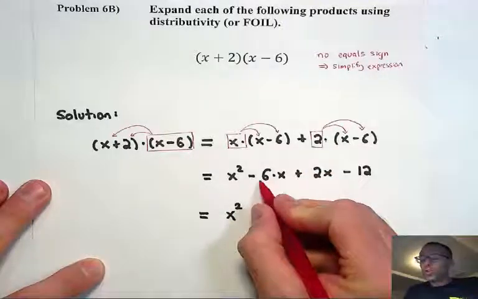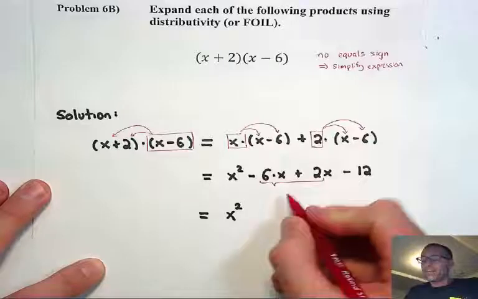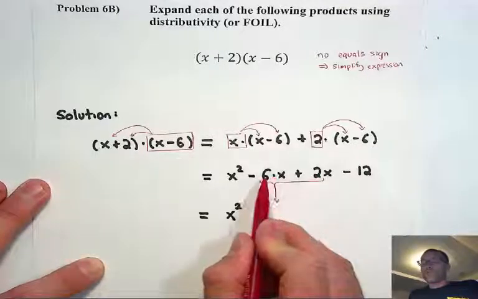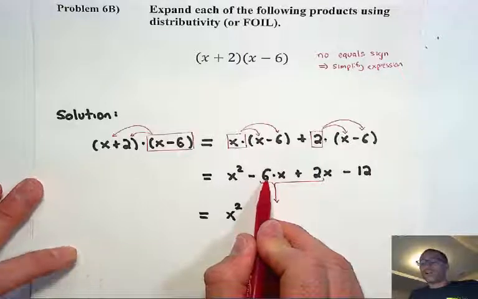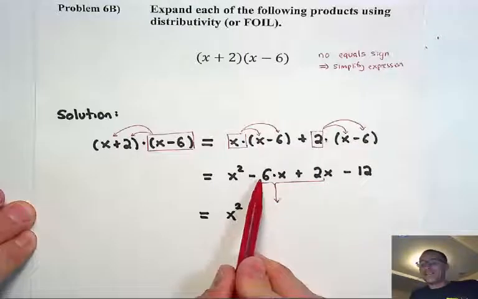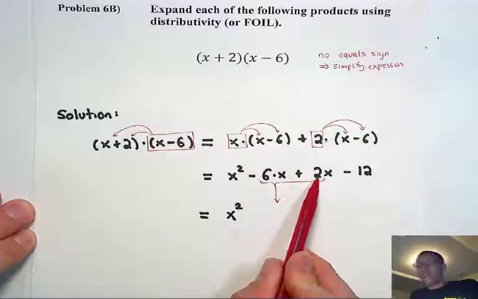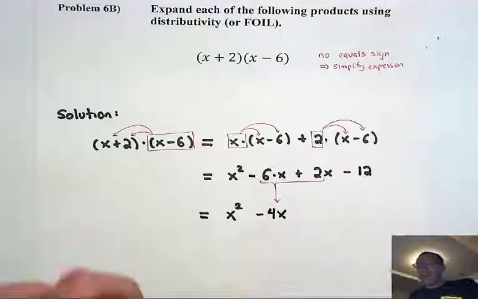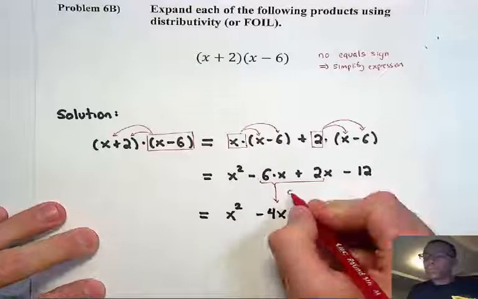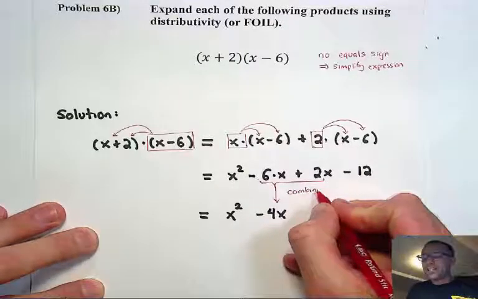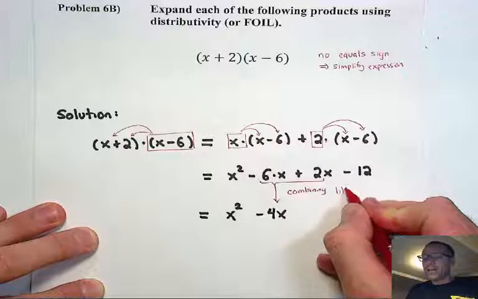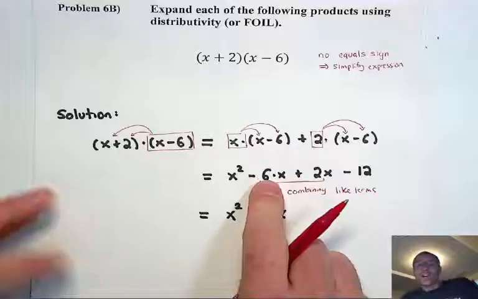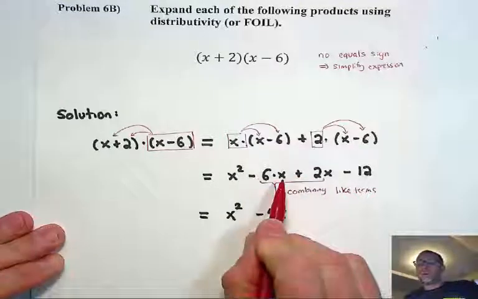Here, the middle two terms are alike. In particular, we see that if I gave you $2 and then robbed $6 from you, I would have robbed a total of $4. In other words, minus 6x plus 2x is minus 4x. That's the difference between those. And remember that we call this particular process combining like terms, since these two terms right there are alike, they both have x's in them.